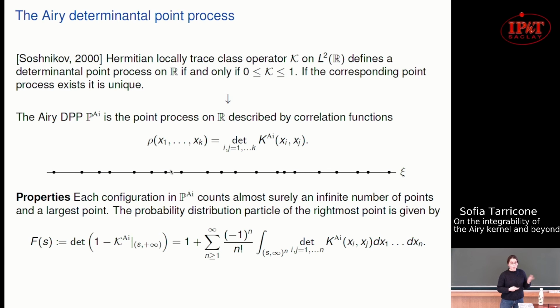So it turned out that for the Airy process, when you take this kernel here as the Airy kernel, your random configuration of points has two properties. It almost surely has an infinite number of points, and it almost surely has a largest point. So it makes sense to define the probability distribution function of the largest particle in the configuration that you have.